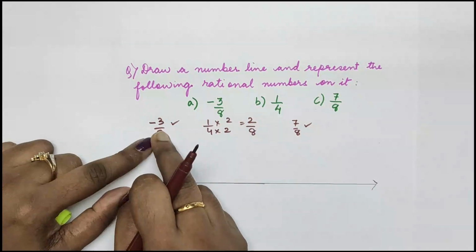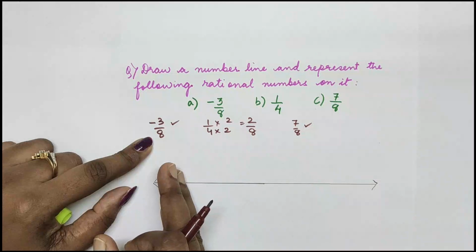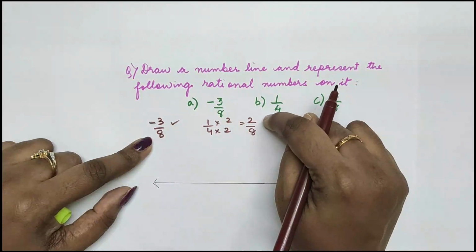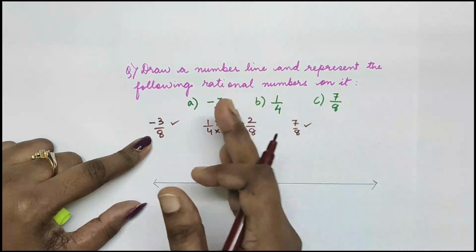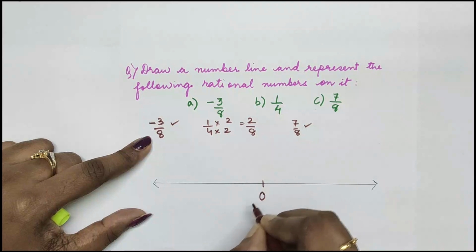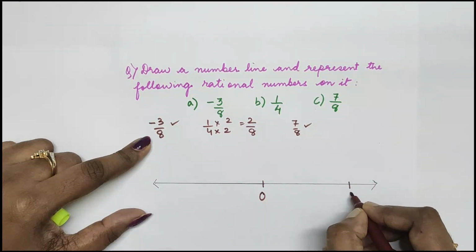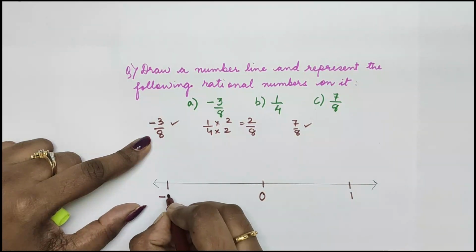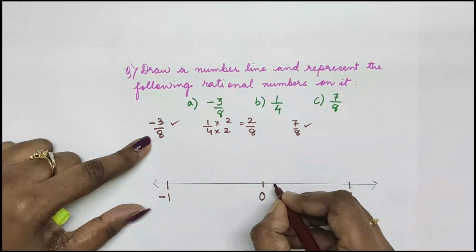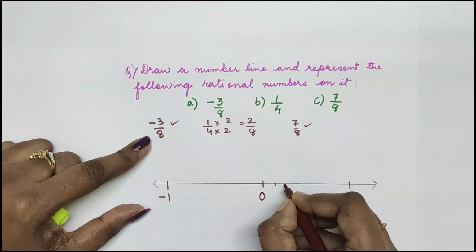Now you can see that the negative number will be to the left of 0, and these two numbers are less than 1 because the numerator is smaller than the denominator, and they will be towards the right of 0. So let us assume the center to be 0, this side to be positive 1 and the left side to be minus 1. So I have to divide these parts into 8 parts. So I draw 7 lines.